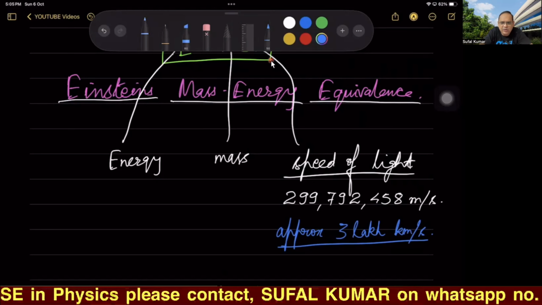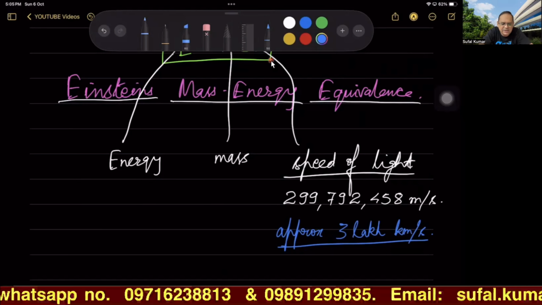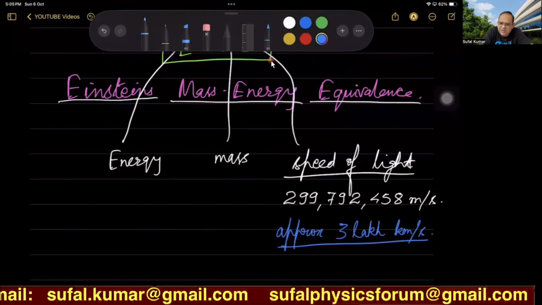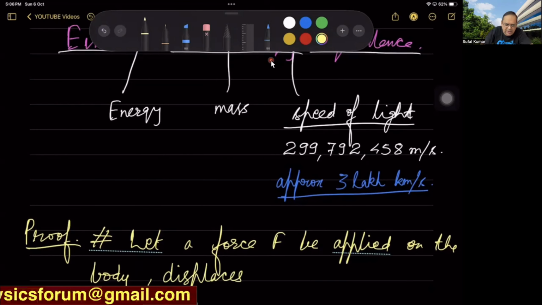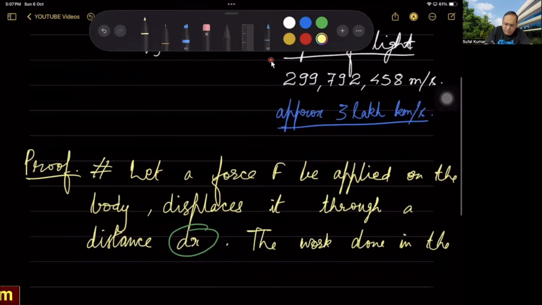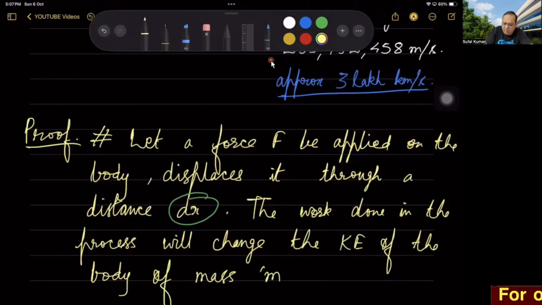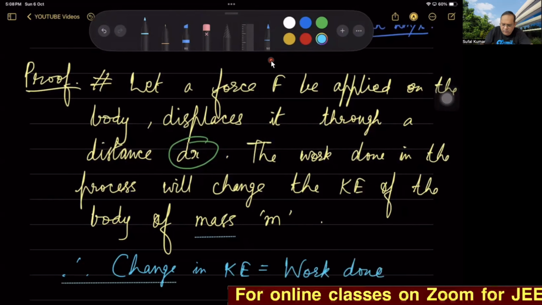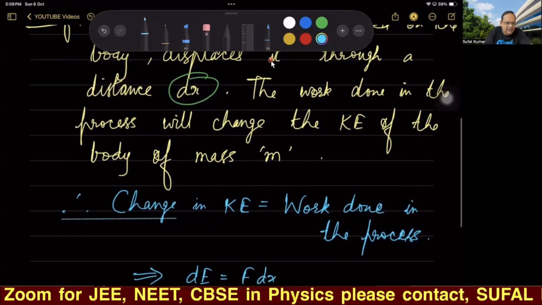For proving, we need to consider the work energy theorem in general. What we study in work energy power is that work done is equal to change in kinetic energy. Let a force F be applied and displace the mass m by dx. The work done in the process will change the kinetic energy. Change in kinetic energy is equal to work done: dE is equal to F dx.